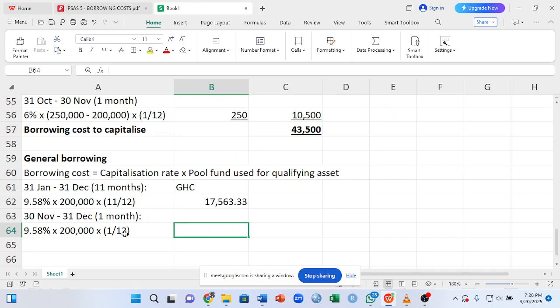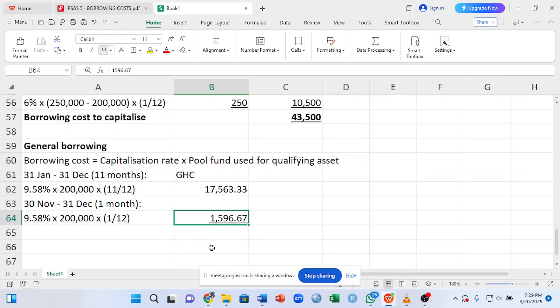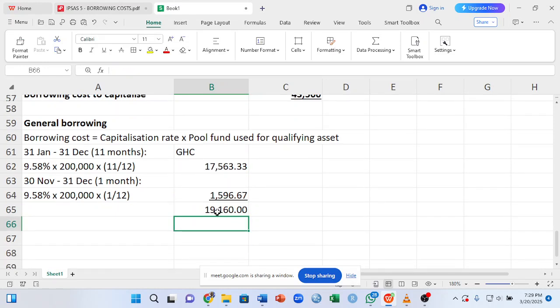So let's calculate for that. We multiply by 1 over 12. Don't forget. That gives 1,596.67. Then we sum the two up. So that will give us this answer, and then we are done. So this is the borrowing cost from the general borrowing.